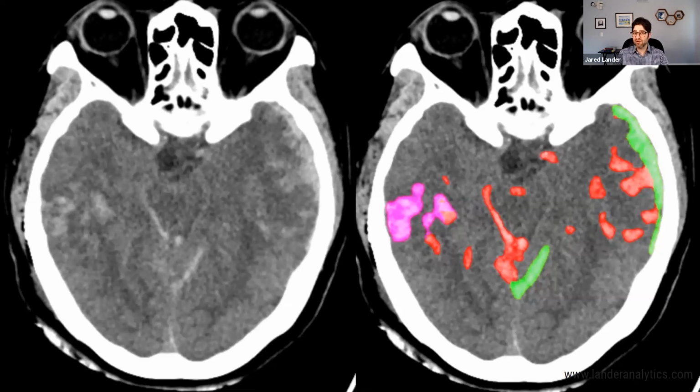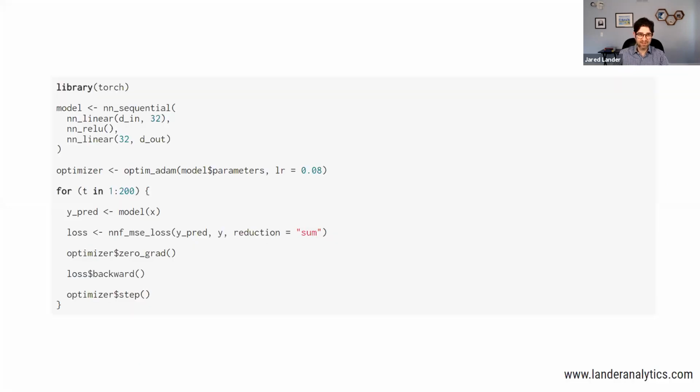But deep learning is harder than what we've seen so far. No more one-liners. This uses the torch package, and we're fitting this simple network here with one layer with 32 nodes in it. We had to choose our optimizer, in this case, Adam, and the learning rate of 0.08. We make 200 passes over the data, which can be time consuming if you have a lot of data.